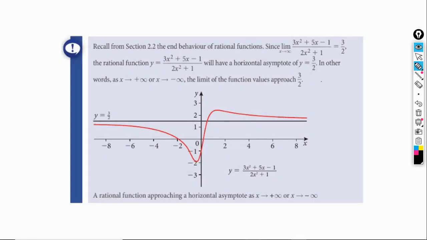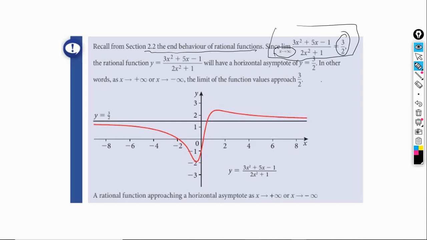So in the next slide, what you're going to see is a recap from a previous section, in this case, section 2.2, which talks about the end behavior of rational functions. So if you grab a rational function like this one, that you have here to the right, and you calculate the limit as x approaches infinity for an expression like 3x squared plus 5x minus 1 over 2x squared plus 1, this is going to give you 3 halves. So 3 halves is actually a horizontal asymptote.